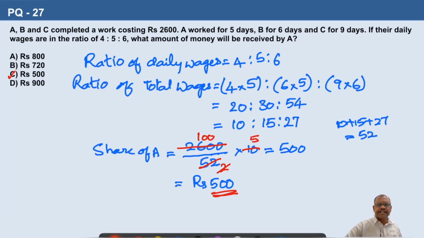Always amount is shared in the ratio of their efficiencies. So here their daily wages are given, ratio of daily wages is given, and number of days for individual persons, it should be multiplied.